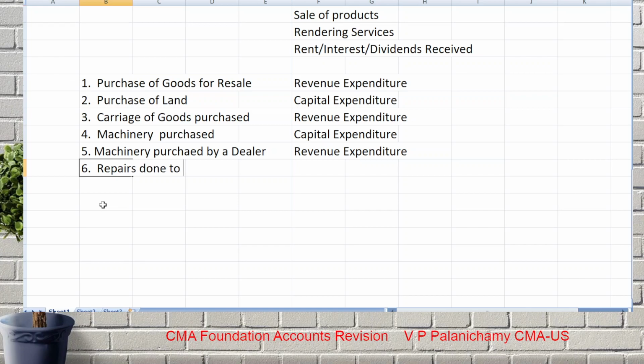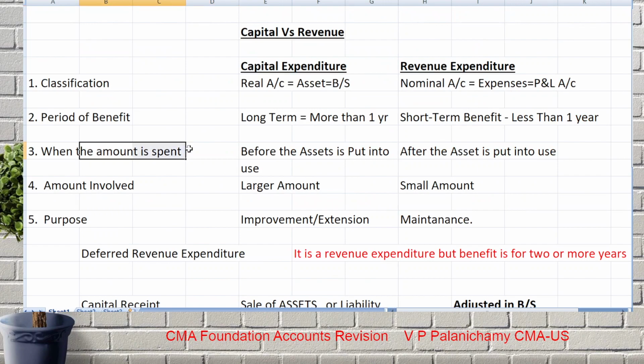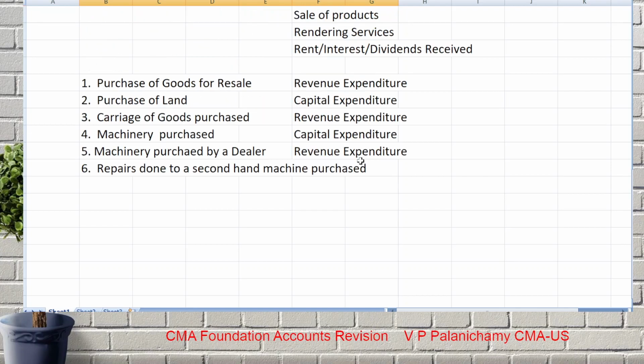Repairs done to a second-hand machine purchased. Second-hand machine purchase panni, we are doing the repairs. The money is spent before the asset is put into use. Now it will become which expenditure? Capital expenditure. It will become which one? Capital expenditure.